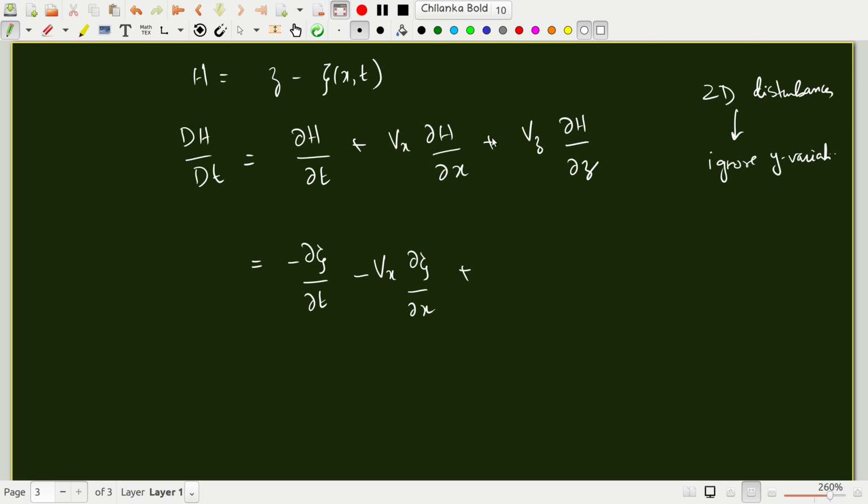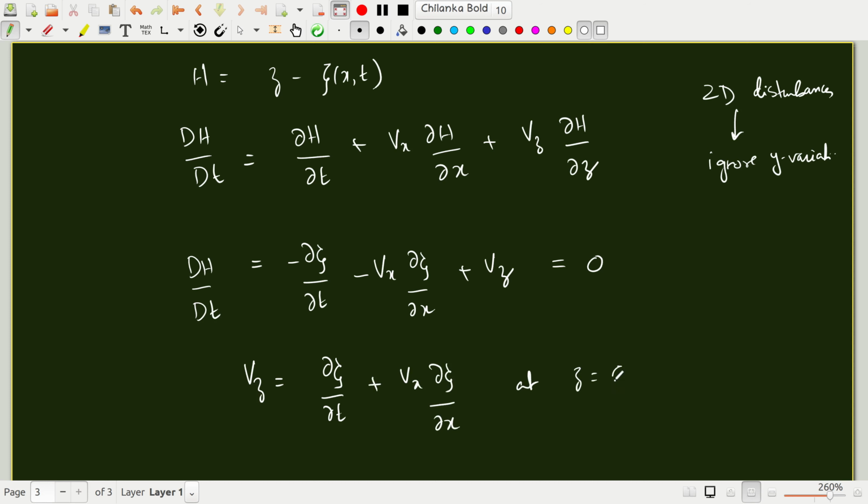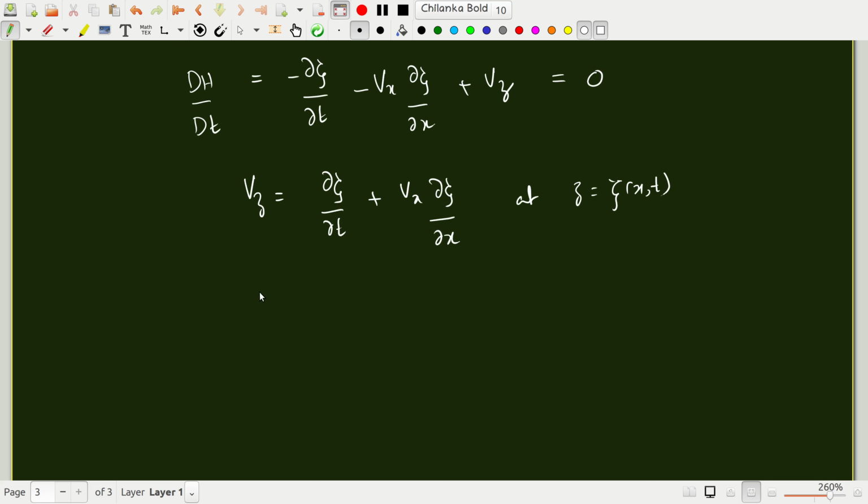Now the third thing becomes Vz, since partial h by partial z is 1. So this is simply Vz. This is dh/dt, and h is this, so dh/dt is 0. That means Vz is partial zeta by partial t plus Vx partial zeta by partial x, evaluated at z equal to zeta of x, t. This is the kinematic condition, and it is valid for both Vz1 on both sides of the interface, and Vz2.